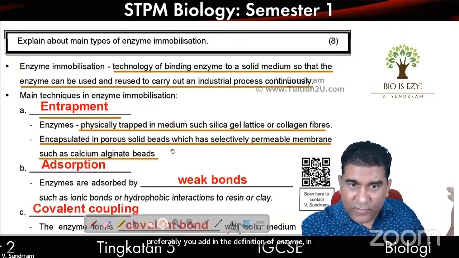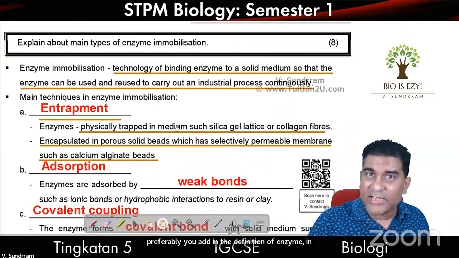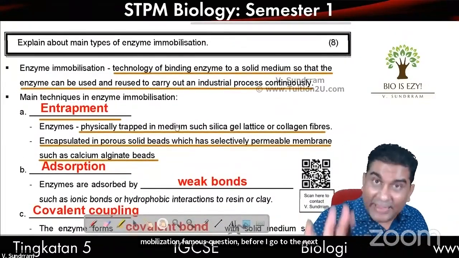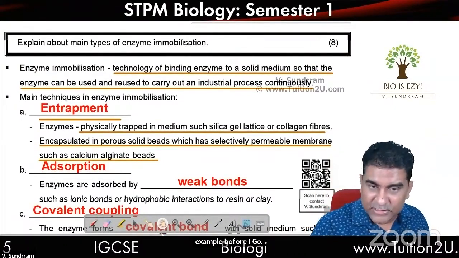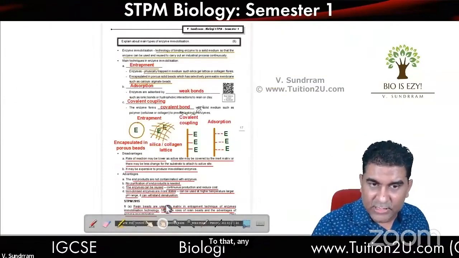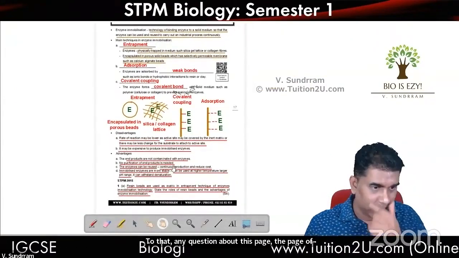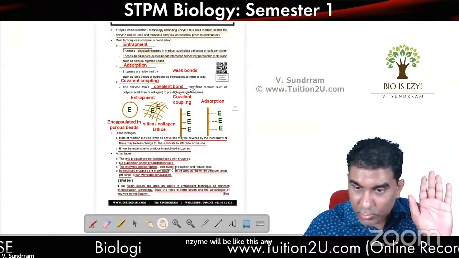Famous question. Before I go to the next page, which is still enzyme immobilization examples, any question about this page, the page of enzyme immobilization? Any question?